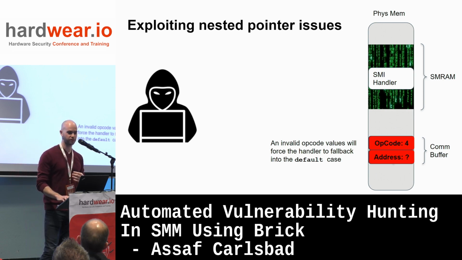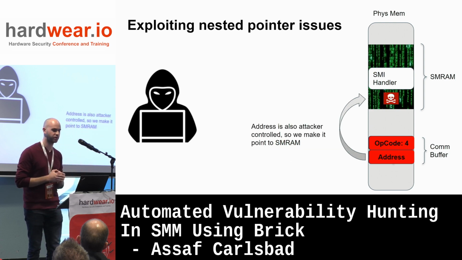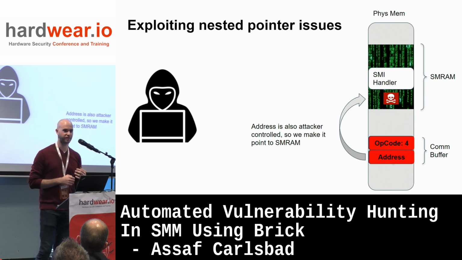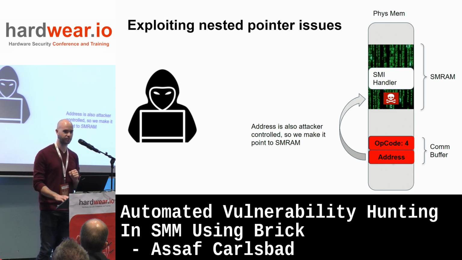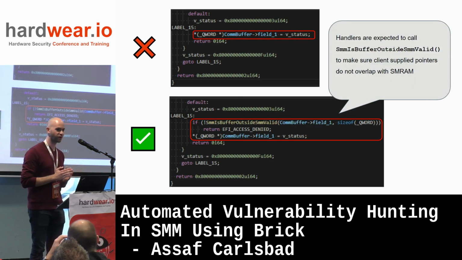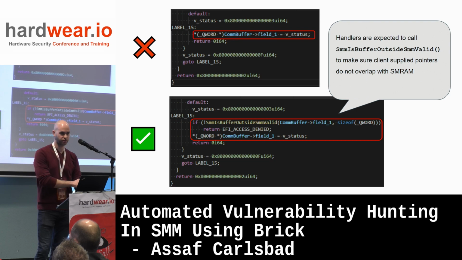In the default clause, the handler will fetch an address out of the CommBuffer and write to the pointed memory. And since this address field is also under the attacker's control, he can choose an address that resides in SMRAM and therefore cause corruption. So the moral of this story is that SMI handlers must always validate pointers that are nested within the communication buffer. And to do so, they can just call the SmmIsBufferOutsideSmmValid function that we are already familiar with.